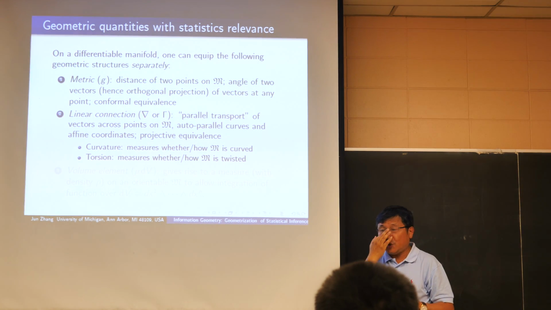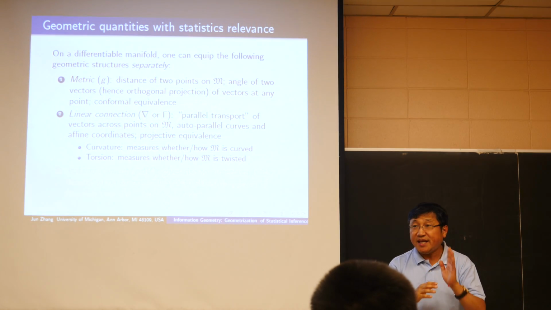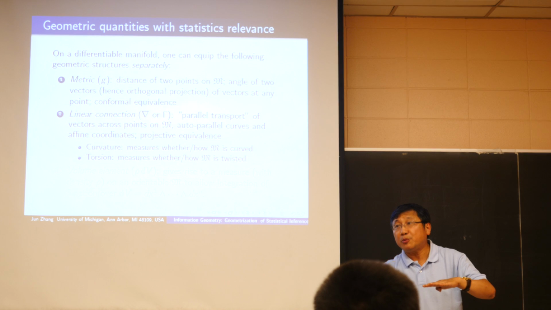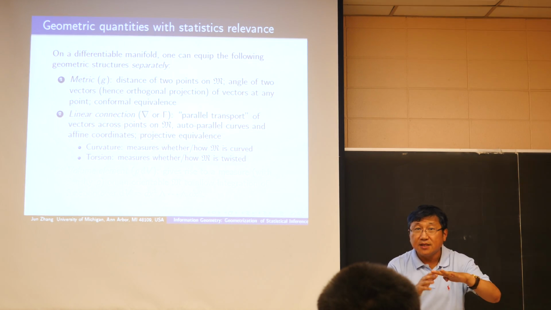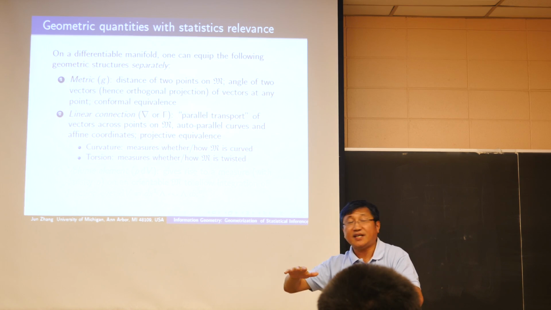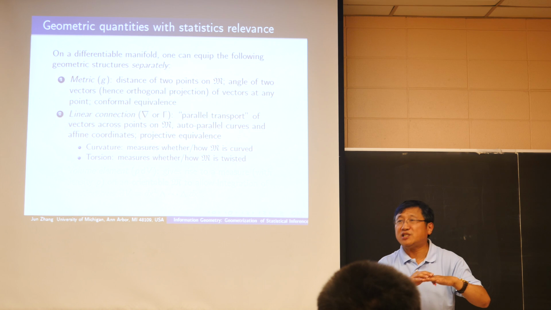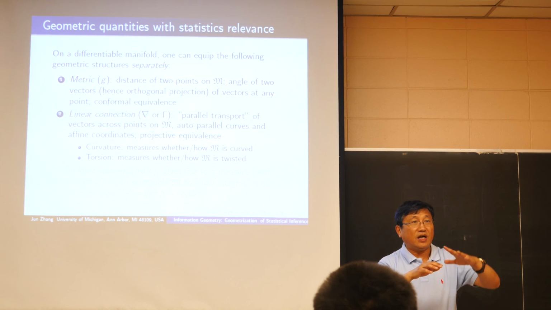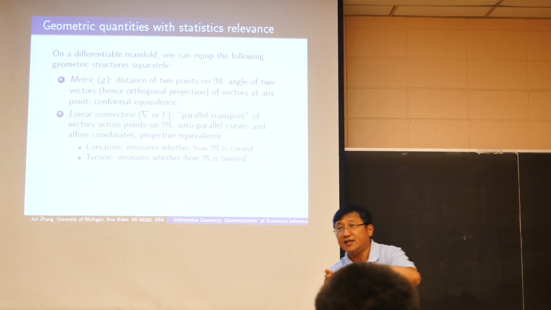A connection structure allows you to compare the tangent space at one point and neighboring points. So it allows you to compare vectors in the tangent space with vectors in neighboring points of the tangent space. Therefore, it defines what is called a parallel transport. So you have a vector at one point. How would you parallelly move it to a vector in neighboring points? So it's parallel transport.